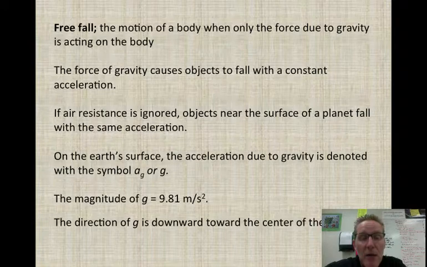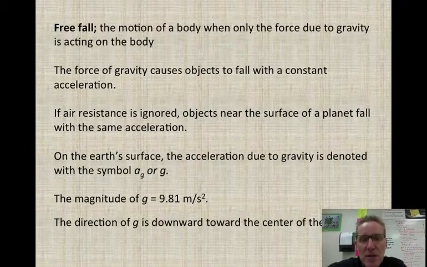However, in our everyday situations, there is air resistance, but we are going to assume that air resistance is not there for the sake of making these problems a little bit more manageable for us to work through.